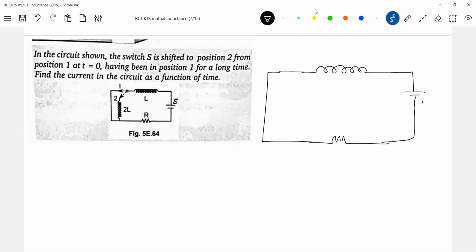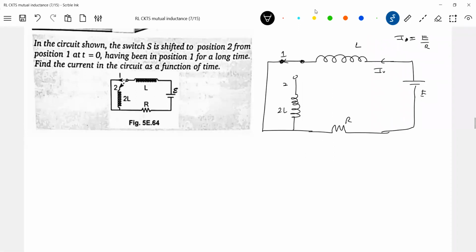This is the inductance L, and this is 2L. So we have a switch, initially at position 1. Some current will flow in the circuit, let it be I naught, and it is at steady state. So what is I naught? I naught should be equal to E by R. Now the switch is suddenly moved from position 1 to position 2. Now find the current in the circuit as a function of time.